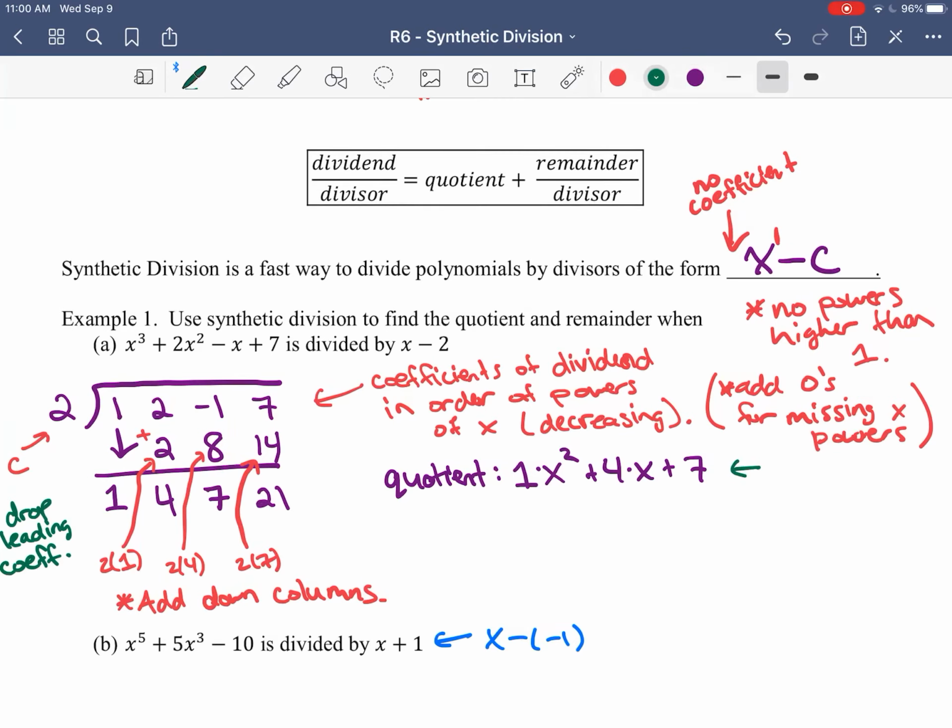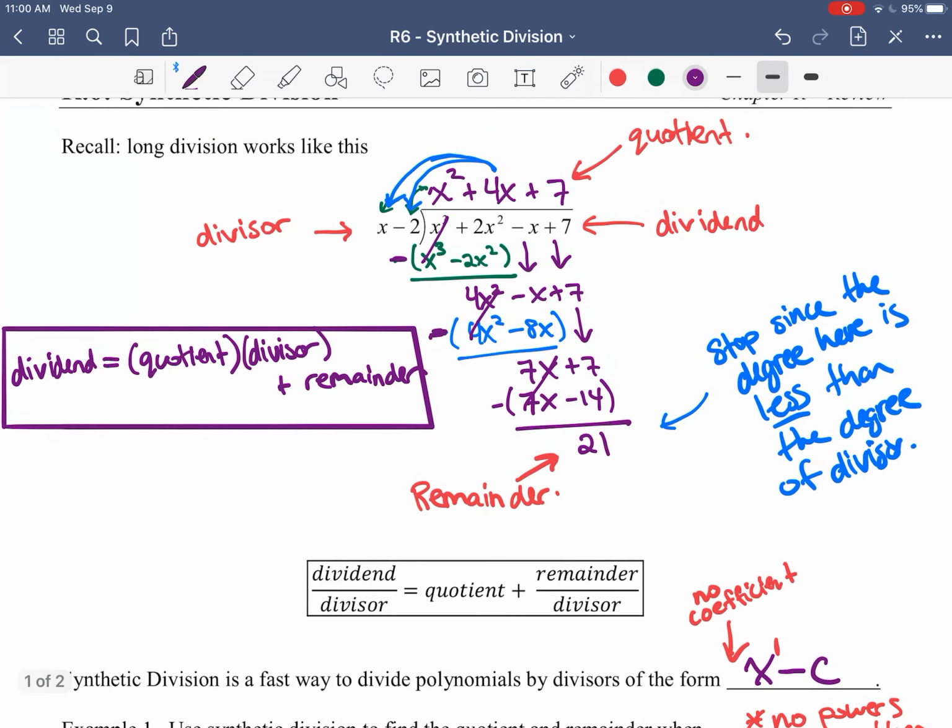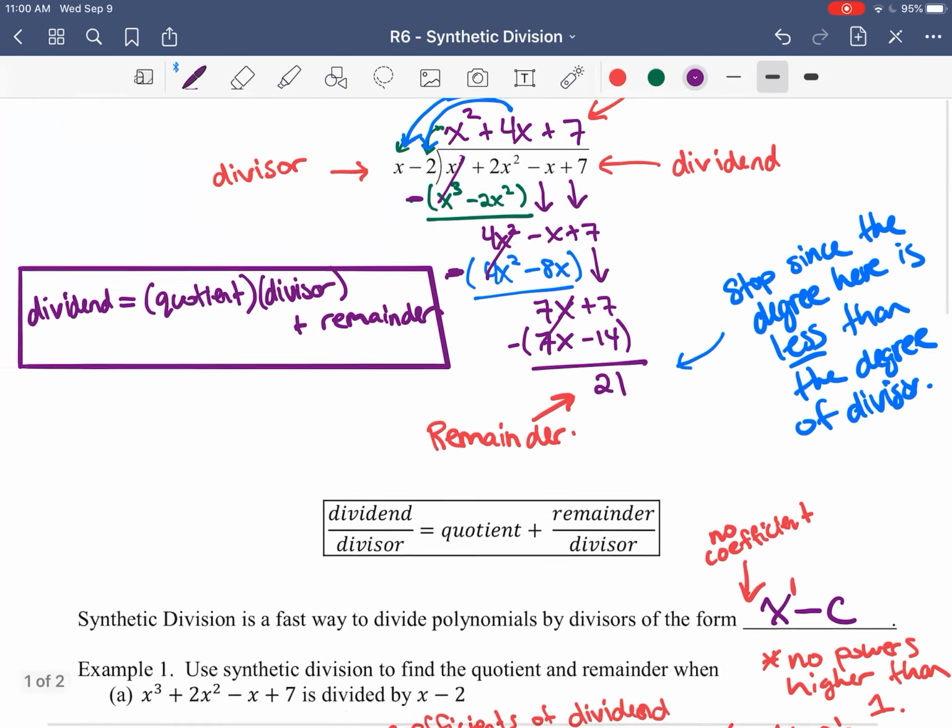So here the degree, or the highest power of x, is 1 less than the dividend. And the remainder is that bit that we missed. So that's 21. And if you notice, these are the same as what we had up here. Remainder 21, quotient x squared plus 4x plus 7.